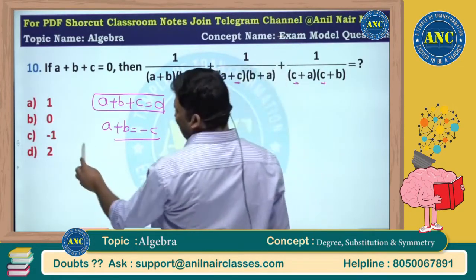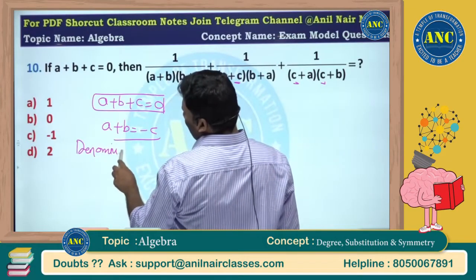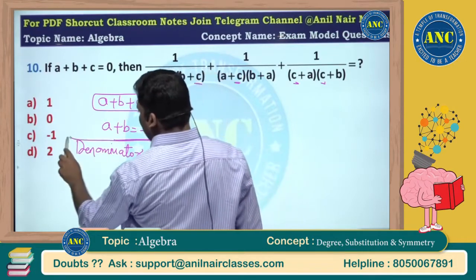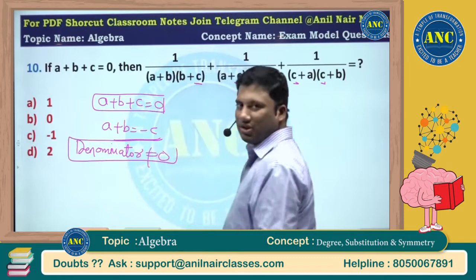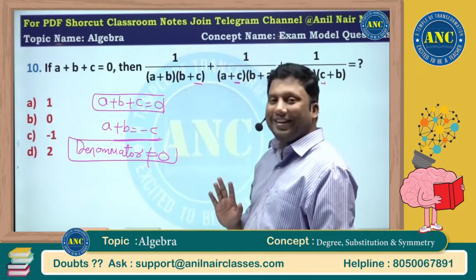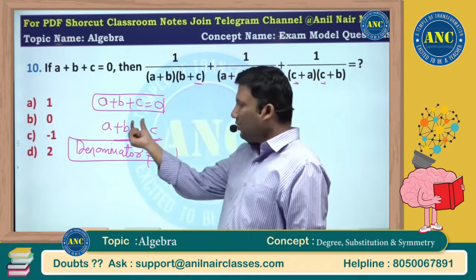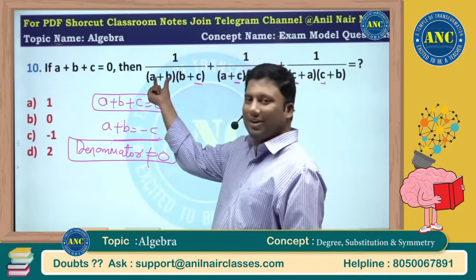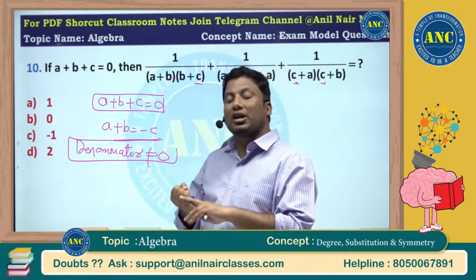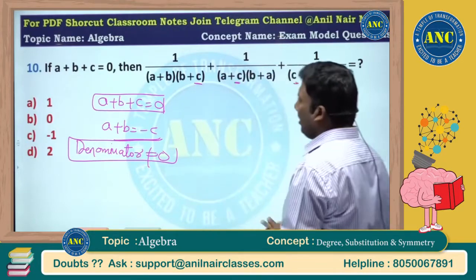Denominator cannot be 0. That is the drawback of the dependent variable 0 method. Denominator cannot be equivalent to 0. I hope the idea is clear. By using the dependent variable concept, c is 0. If c is 0, a plus b is 0. Denominator 0 is not possible. So we have understood the drawback of the degree method and the drawback of the dependent variable method.